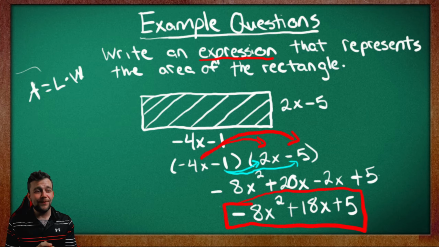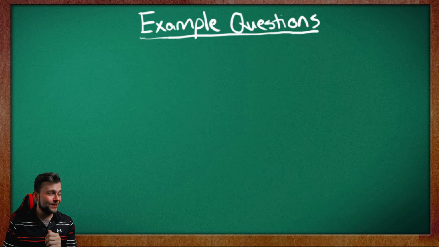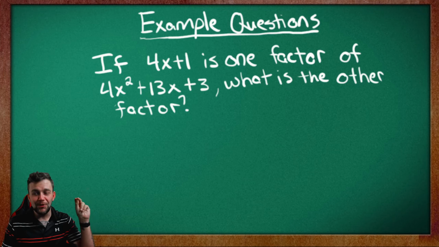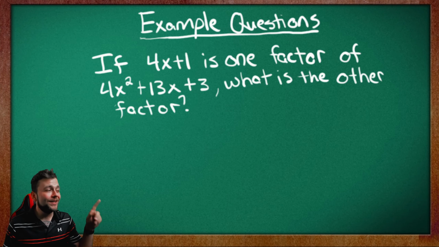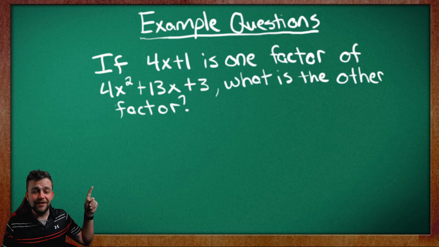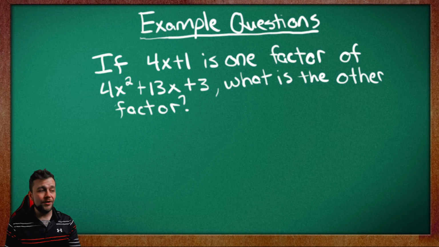We have a little bit left. We have one more example that's nice, and let's just read this, and then I'll tell you a little bit about what our last example is, which is not this one. This is not our last example. But if 4x plus 1 is one factor of this quadratic, what is the other factor? So what are they asking you?